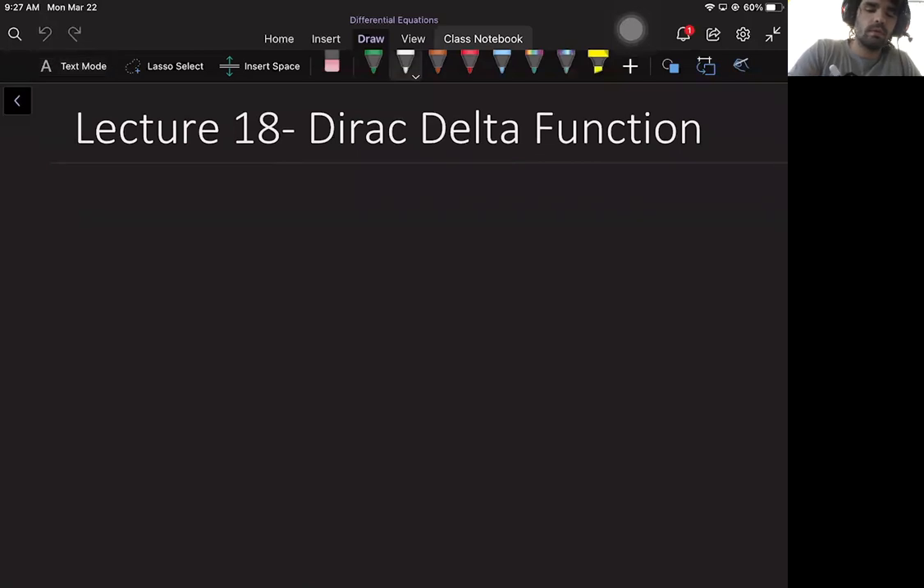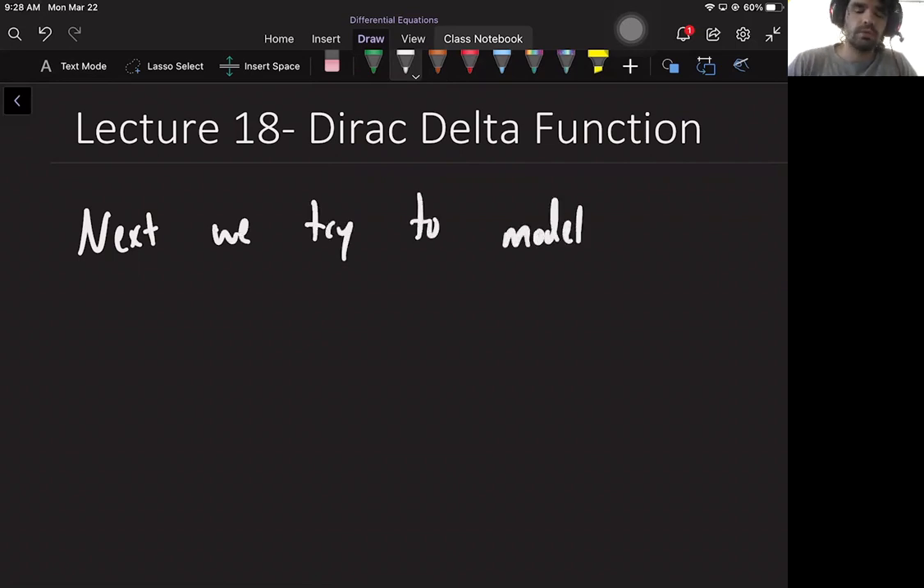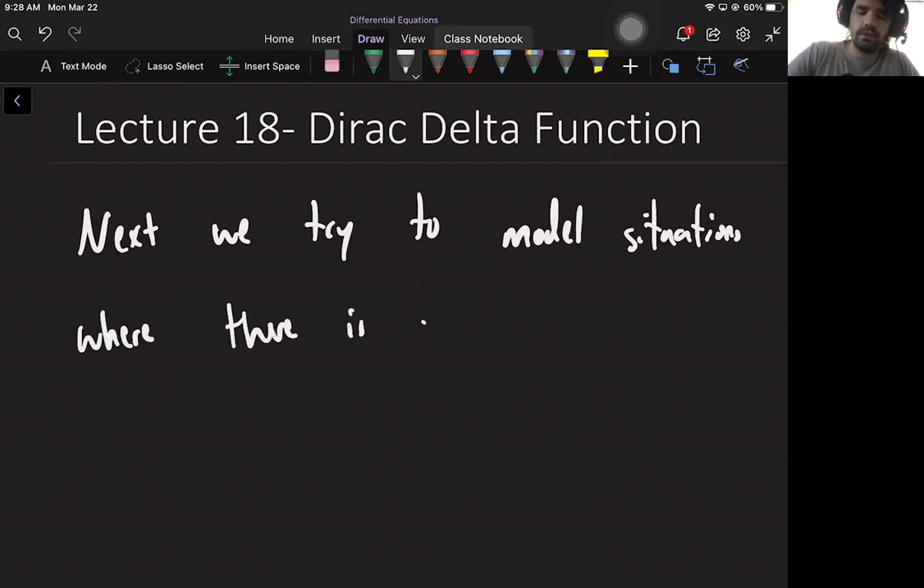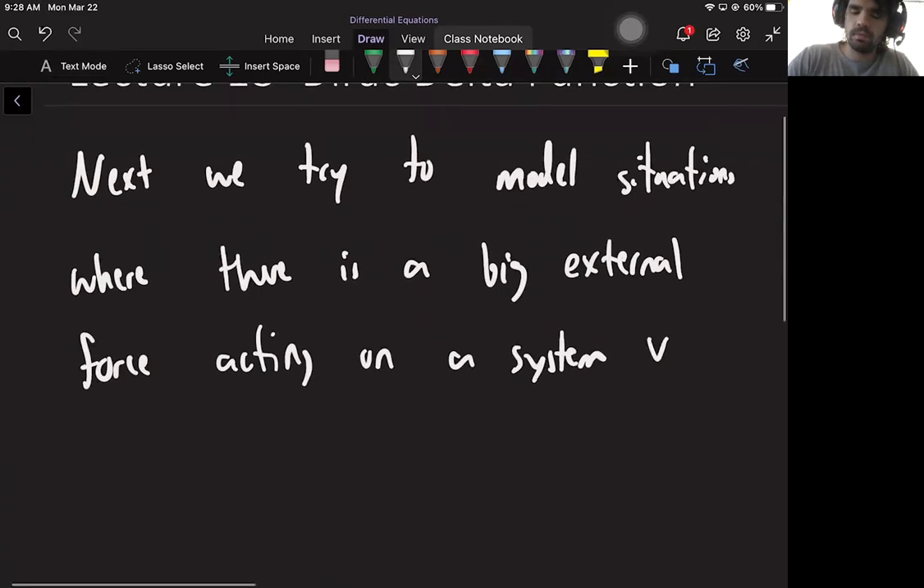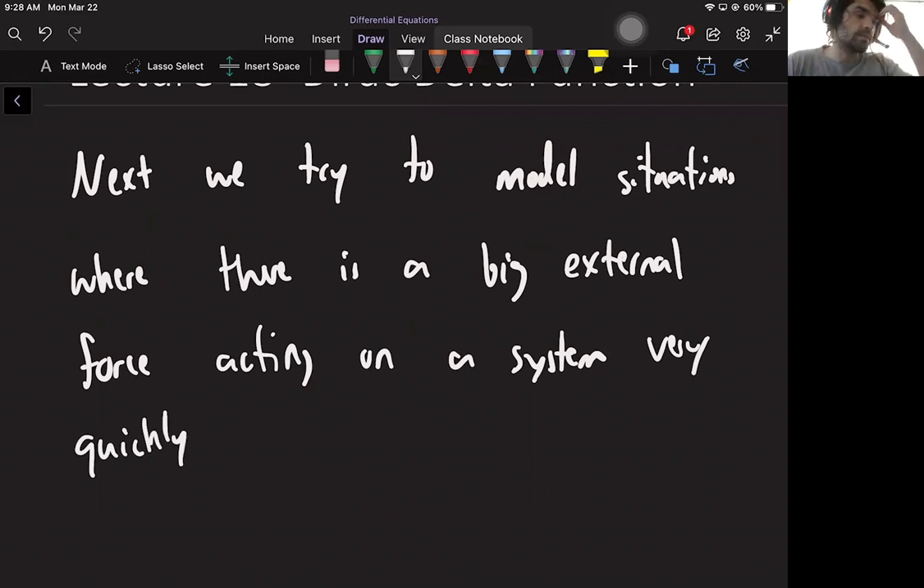So next, we try to model an interesting situation that comes up a lot. Situations where there is a big external force acting on something for a very short amount of time, very quickly. And then it stops.